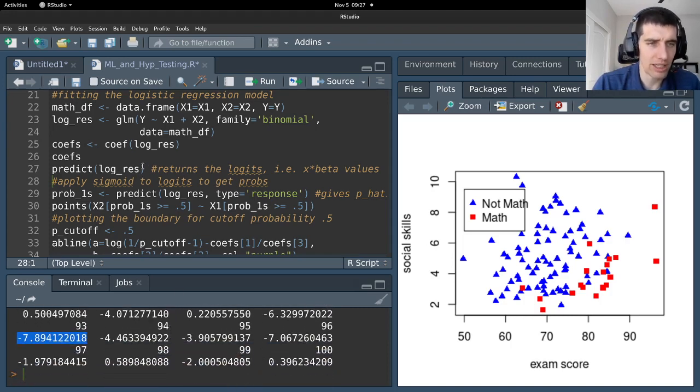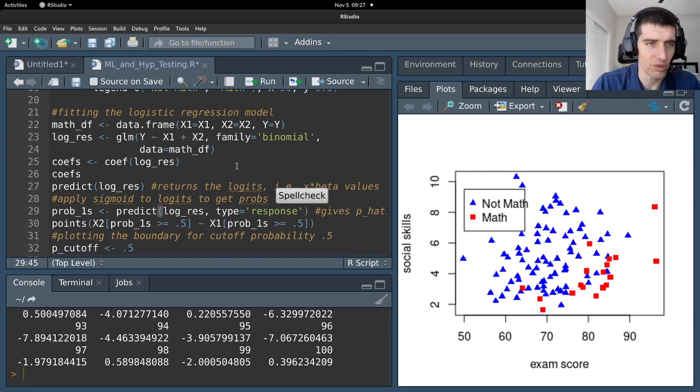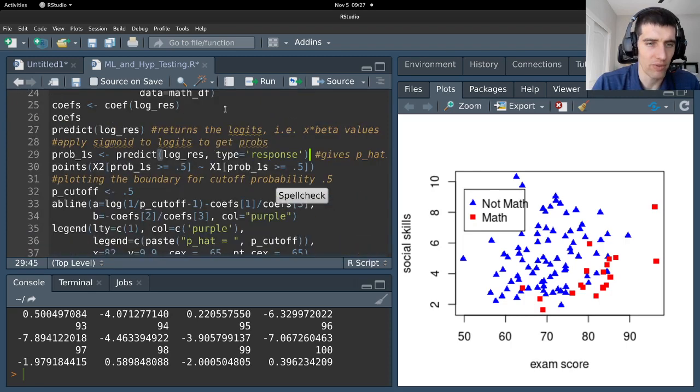So in order to get probabilities, you have to add an extra argument to the predict function, which is type equals response. What that says is make the type of the prediction match the response variable, i.e. it's on the scale 0 to 1. So by default, predict will give you x beta. To get the probabilities, you can use type equals response, or you can just take these logits and feed them through the sigmoid function. They give you the same thing.